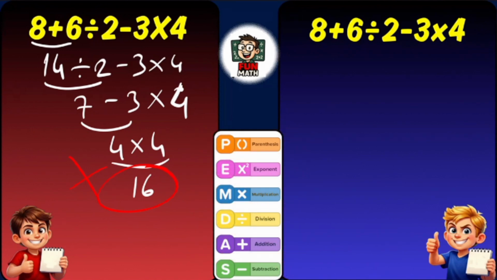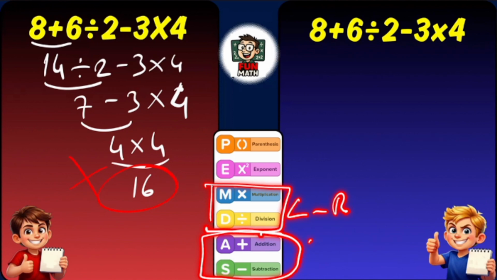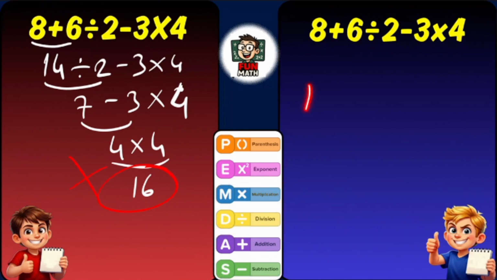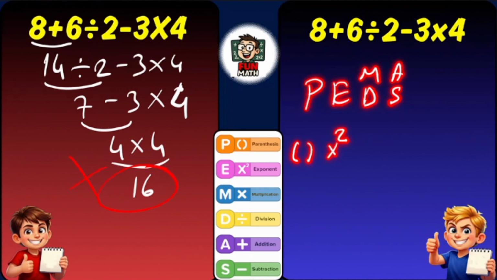Okay. Here we have another rule. There is no order between multiplication and division; they go from left to right. Similarly, there is no order between addition and subtraction; they go from left to right. Okay. Repeat: parenthesis, exponent, multiplication and division, addition and subtraction.